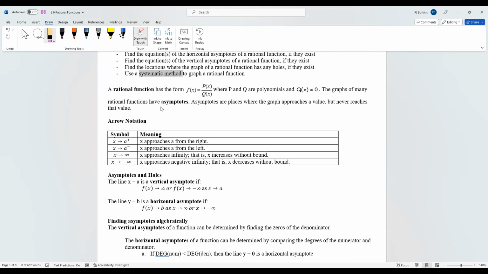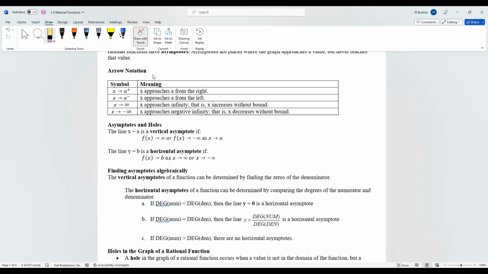The graphs of many rational functions have what we call asymptotes. So you may have been wondering, what is an asymptote? An asymptote is a place where a graph approaches a particular value, but never actually reaches that value. So for instance, we'll see graphs here in a second that look like this, where you might have one side on this and then another one over here. It's a very rough sketch, but the y-axis in that case would be called an asymptote. So on both sides of the equation, we never touch the axis.